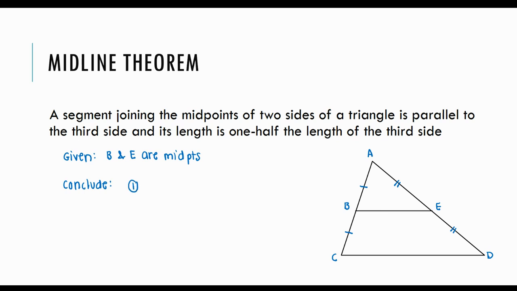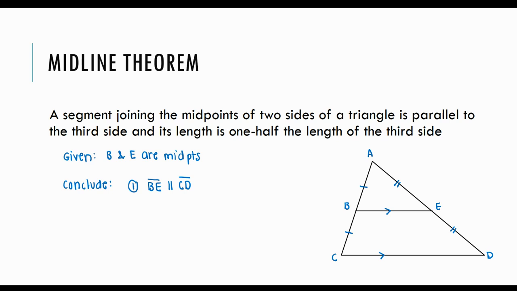The first thing that we can conclude is that we have parallel lines. Those third sets of lines are parallel. So in this case, the segment BE is parallel to the segment CD. So if I have two midpoints that are connected together to form that segment BE, well then I can conclude that those two lines, BE and CD, are never going to intersect.